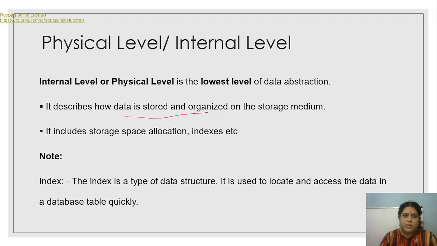Storage medium may be your disk, your hard disk, and how it is stored, like how much memory is allocated, how much space is allocated, what are the indexes provided, etc., is the matter of concern in the physical level or the internal level.